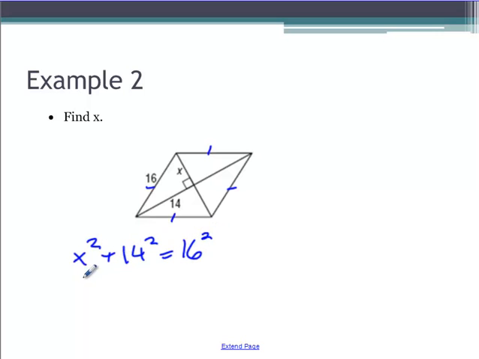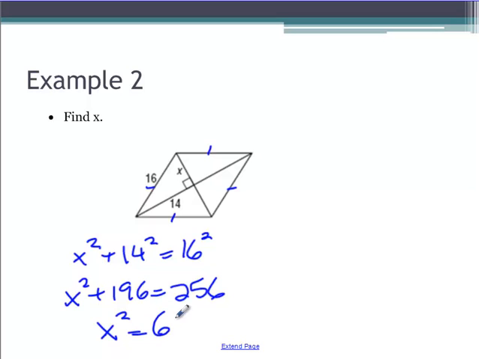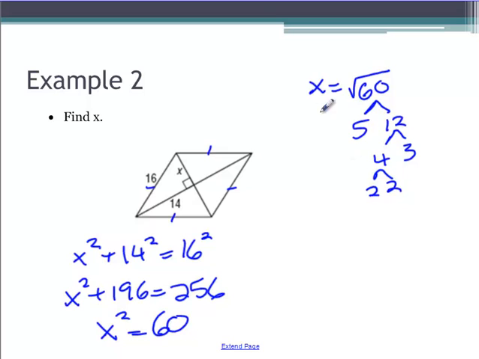So 14 squared is 196. And then 16 squared is 256. So x squared equals 60. When I take the square root of that, x is the square root of 60, I want to make a factor tree. 5 and 12. Going into 12 is 4 and 3. And going into 4, 2 and 2. So I've done my prime factorization, and I've gotten 4 factors that are all multiplied together to get to 60. If I did 5 times 2 times 2 times 3, I would get to 60. So I have a pair of 2's.